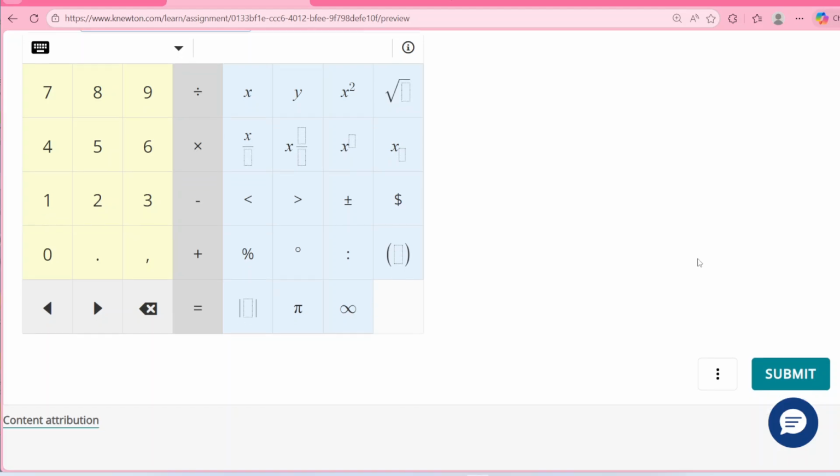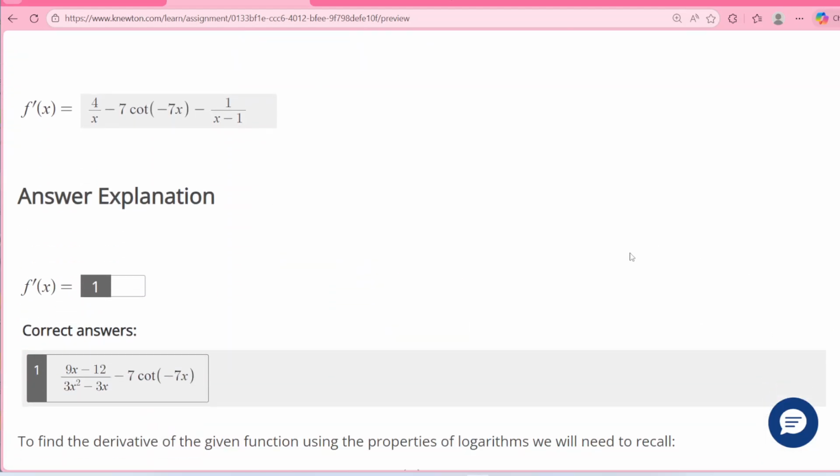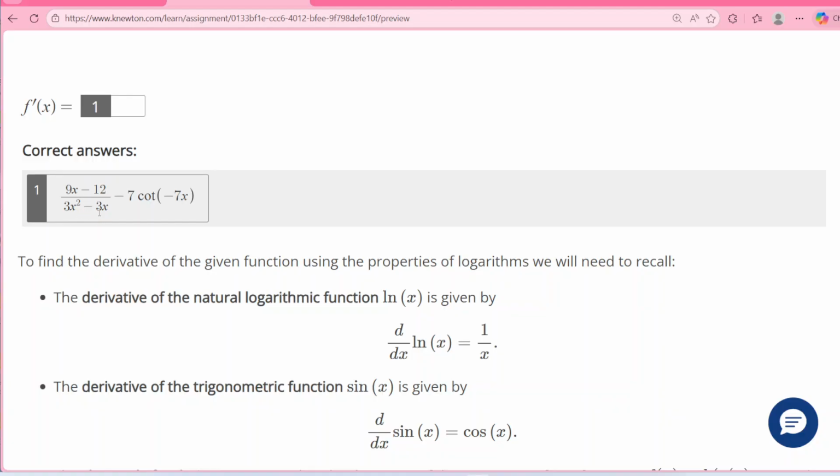That should be good. Yeah, I think they put the fractions, the rational expressions, together again. You don't have to.